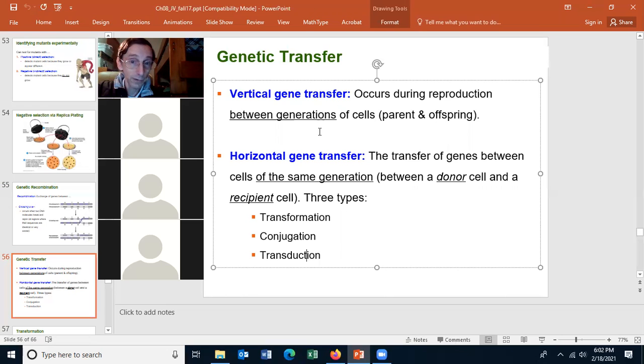Genetic transfer usually happens with horizontal gene transfer. That's the transfer of genes between cells of the same generation, or between a donor cell, the cell giving up the DNA, and a recipient cell, the cell taking up the DNA.